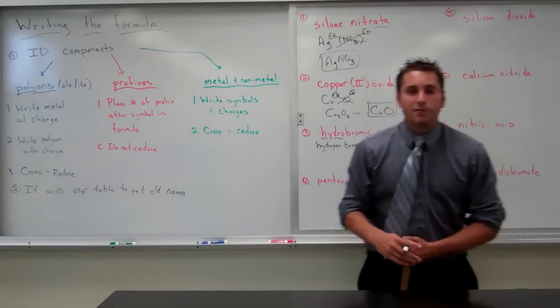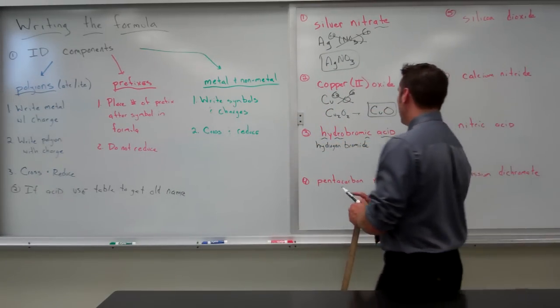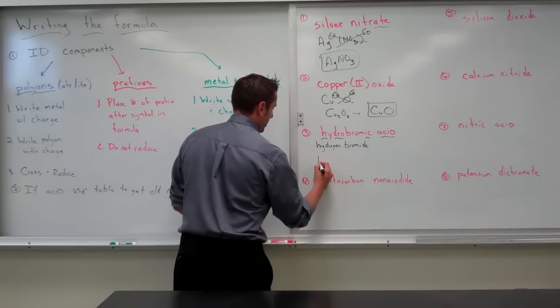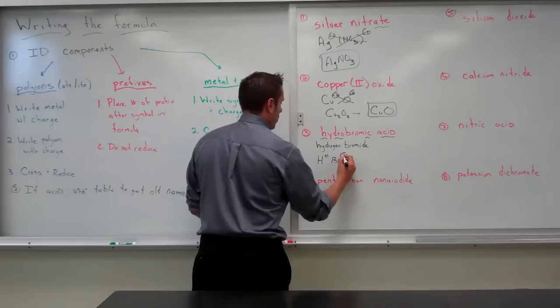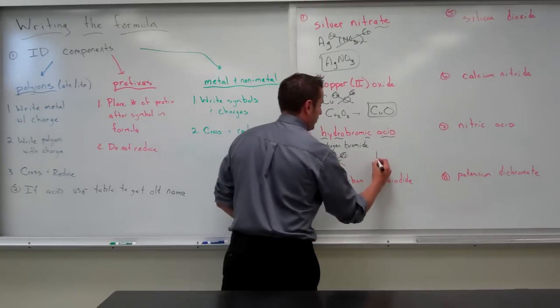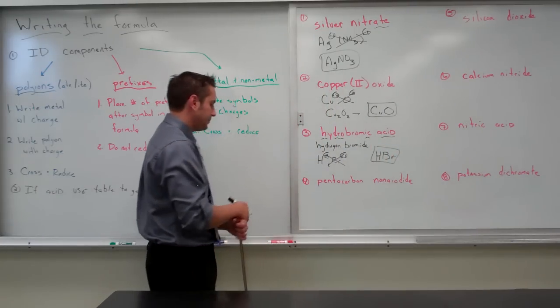From there, it's very straightforward. You're looking at a metal plus a non-metal, so it's symbols and charges, cross and reduce. Hydrogen is H+1, bromide, Br -1. Cross those down, and you get HBr.